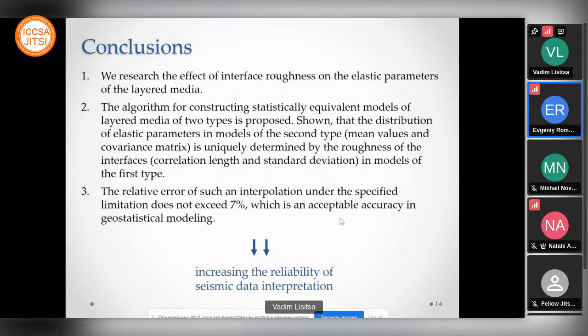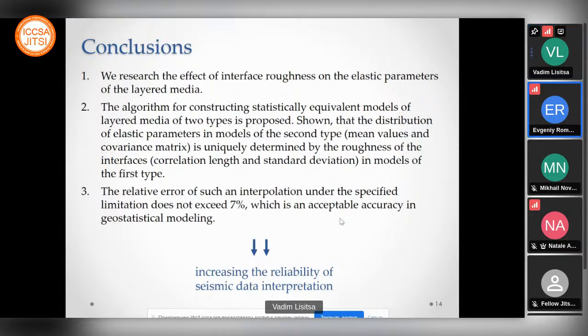What is the physical reason for the influence of roughness on elastic moduli? Is it interfacial friction or what? In this particular simulation and in this particular setup, it's not the friction, it's just variability of the layer thickness.